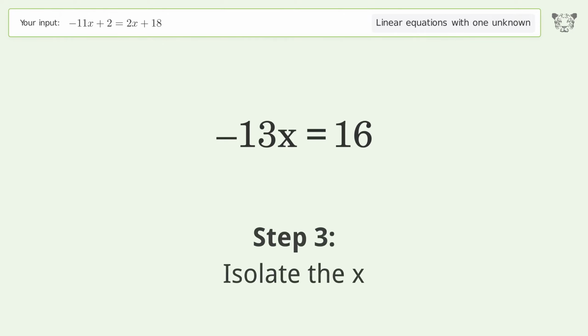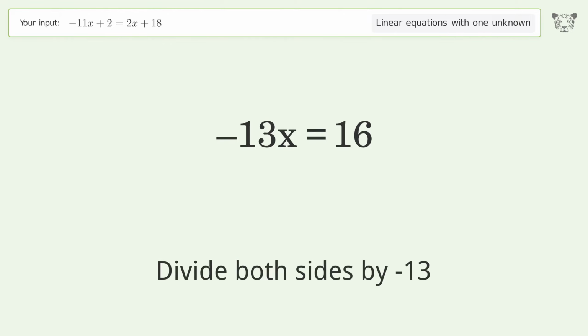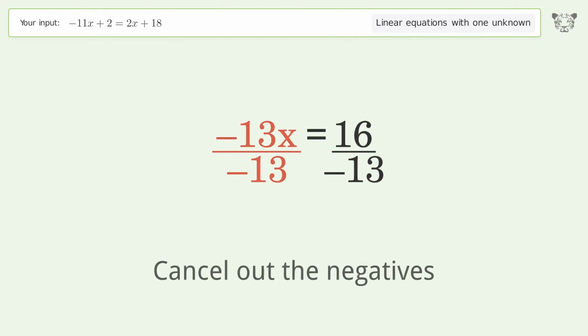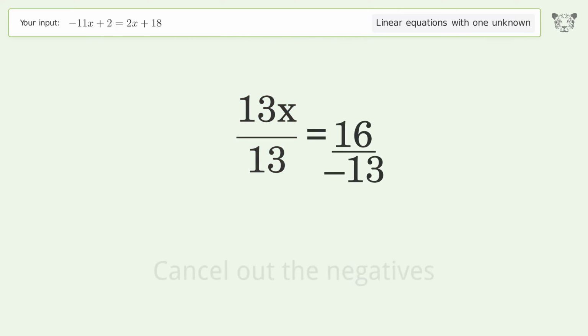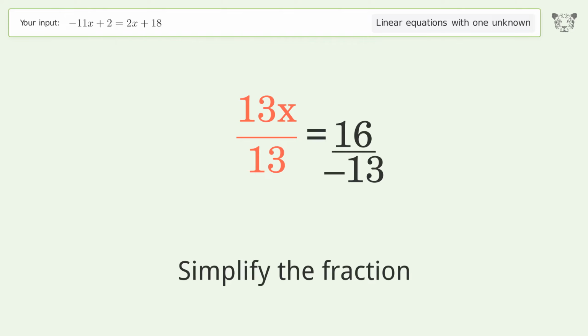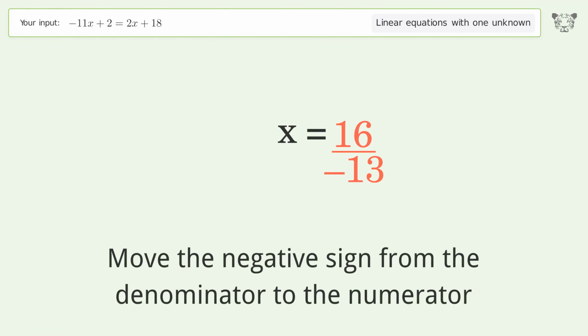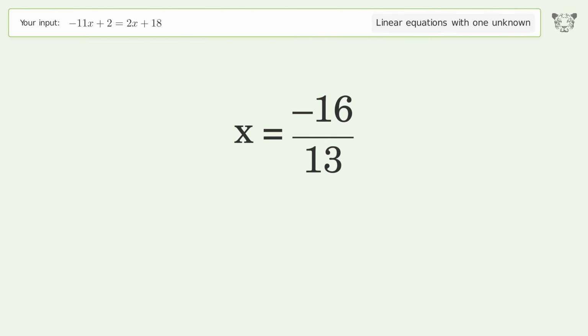Isolate the x. Divide both sides by -13. Cancel out the negatives. Simplify the fraction. Move the negative sign from the denominator to the numerator. And so the final result is x equals -16/13.